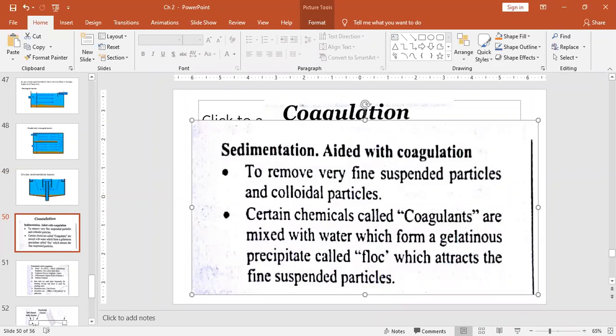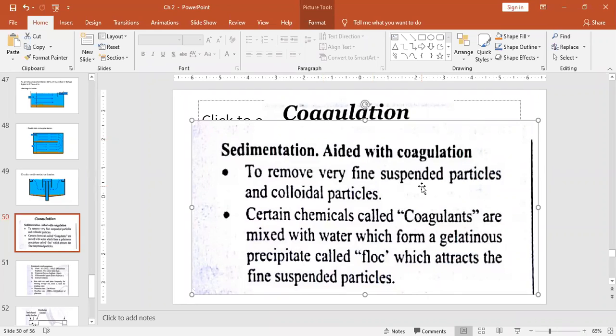Coagulation is a chemical process. By using this coagulation, we can neutralize the charge present upon the particles when they are in a sedimentation tank. Okay. And when we are adding coagulants in water for the sedimentation process, at that time we can say that kind of sedimentation is a sedimentation aided with coagulation. Sedimentation aided with coagulation. Okay. Now, for what purpose do we need to go for the sedimentation with coagulation?